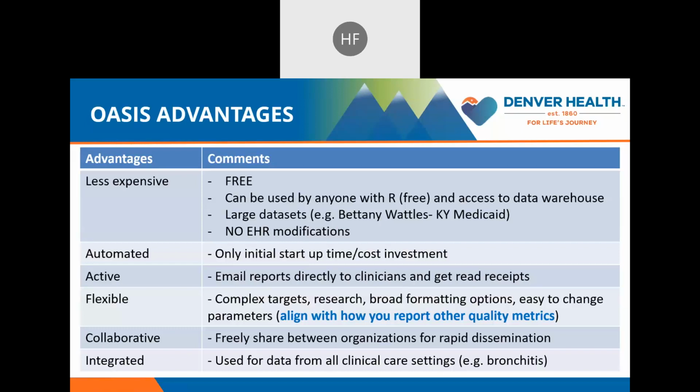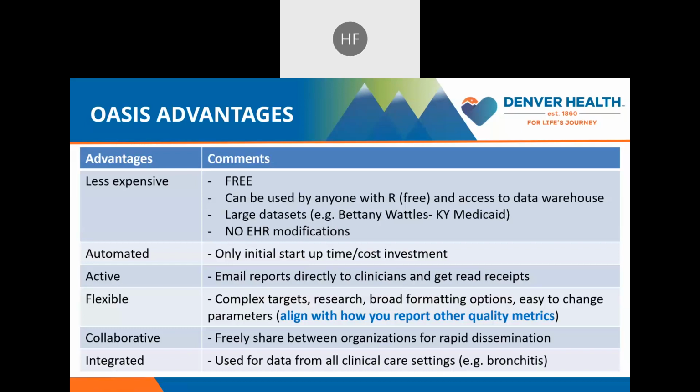It's very active, so you're emailing reports directly to clinicians, and you can get read receipts to see who reads it. They can read the reports directly in their email, so they don't have to click a link or go to a different platform in order to see their metrics. It's very flexible. You could use this for complex targets, research. You have broad formatting options. It's easy to change parameters. And so if you want to, you could align this with how you report other quality metrics within your organization. Essentially, anything that you can create in R, you can use to generate your audit and feedback reports.